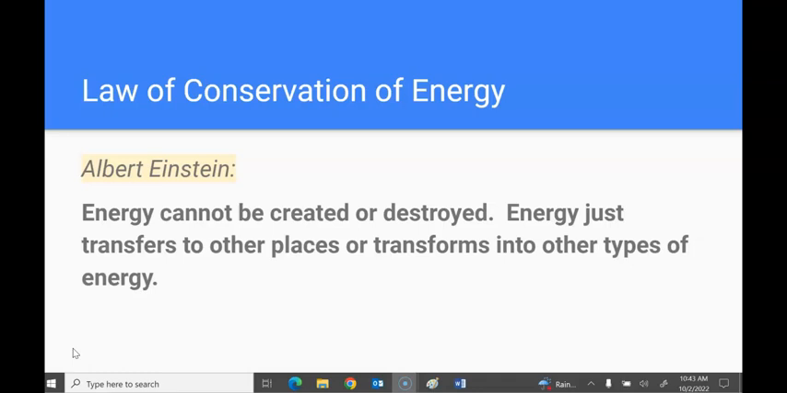So when it looks like energy all of a sudden was created because your pendulum swung higher, it's because you pushed it. An outside force had energy transfer into the system to make it appear as though energy was created or added to the system. If your pendulum stops swinging, it's not because the energy of the pendulum was destroyed. It's just that it transferred out to other places into the world, or it transformed into new types of energy.